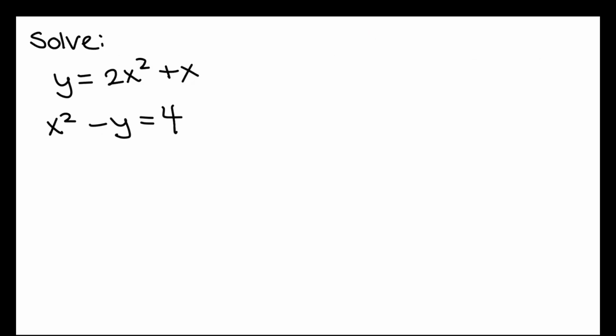All right, here's my last example. y equals 2x squared plus x, and x squared minus y equals 4. This problem is set up really nicely for substitution. So I'm going to take the first equation, which is already solved for y, and I'll plug that into the second equation. That gives me x squared minus the quantity 2x squared plus x, equals 4.